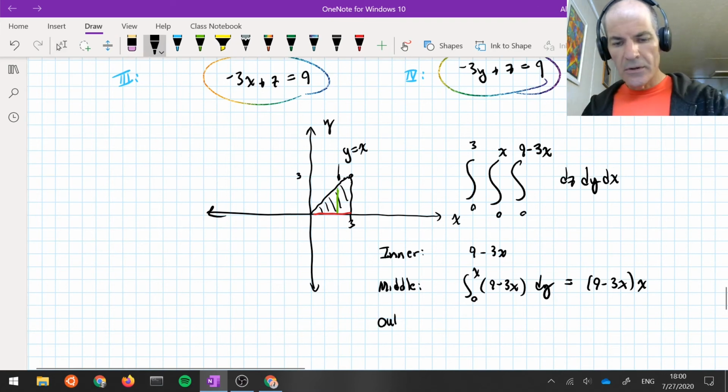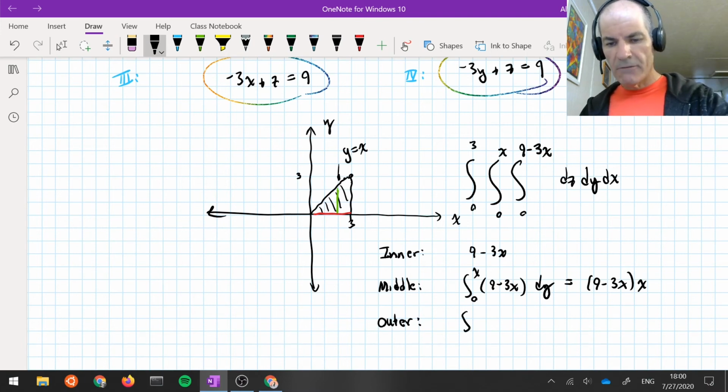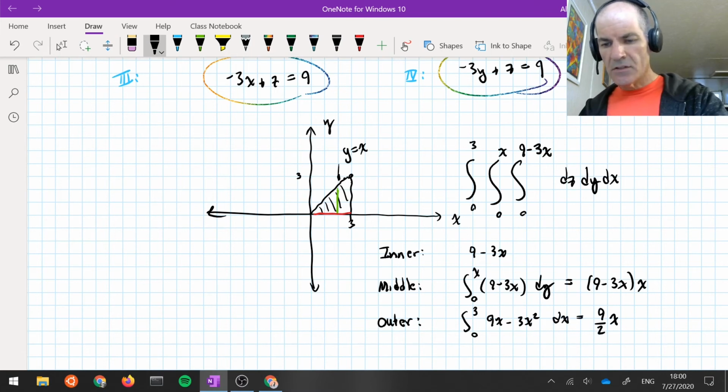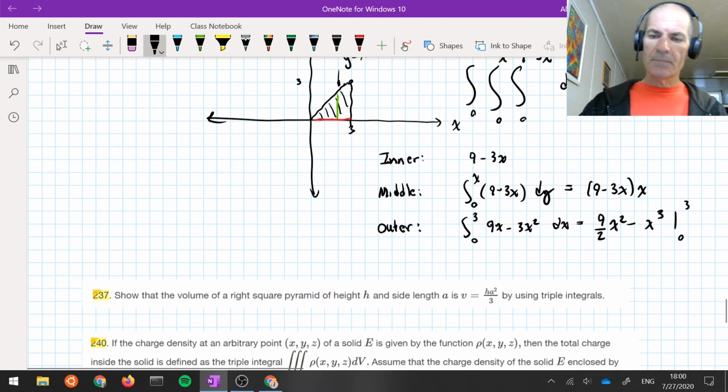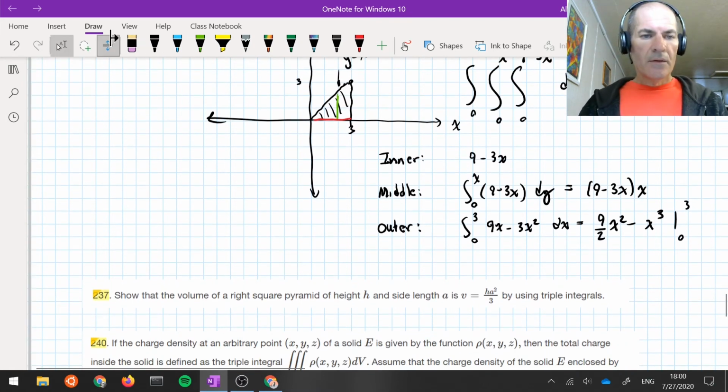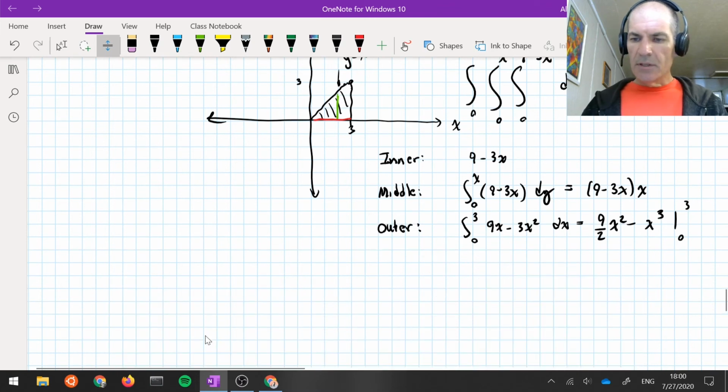Finally, the outer integral. The outer integral is with respect to x, so we're integrating from 0 to 3 of 9x minus 3x squared. I just distributed that x into the integrand. That's 9 halves x squared minus x cubed, and we're going from 0 up to 3. It remains to plug in 3 and to plug in 0.